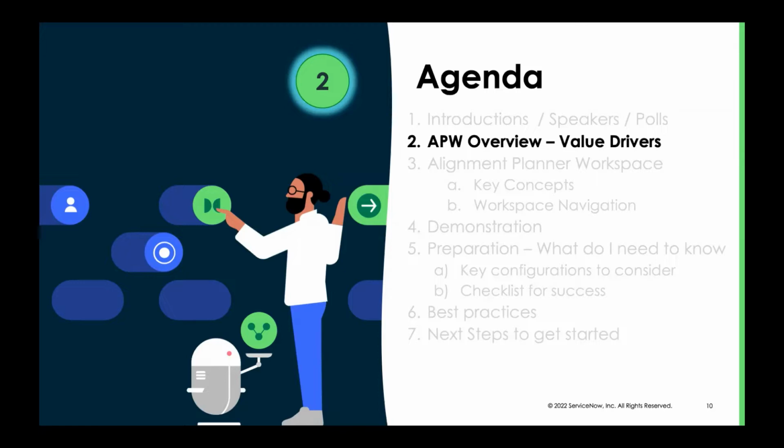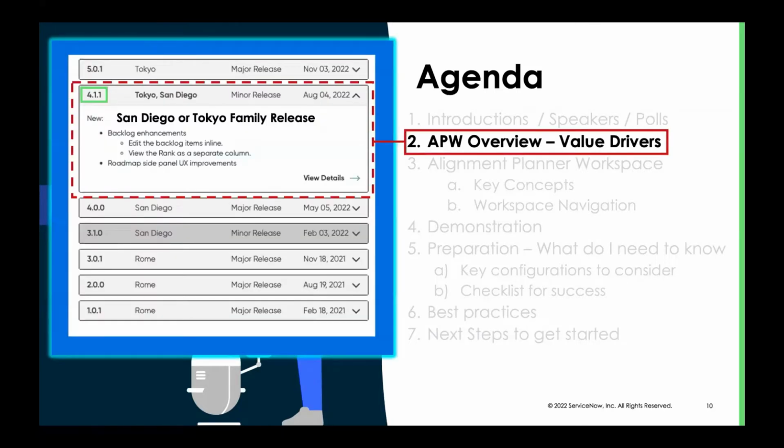So we look at the value drivers of APW, right? However, first thing I want to call out is this session today is about 4.1, Alignment Planner Workspace 4.1. There is a new release 5 that just came out very recently, but most of the information and the screens and so forth were all about 4.1 today, all right?